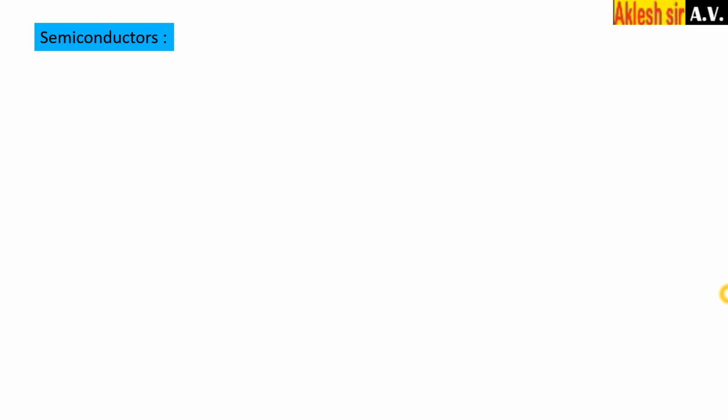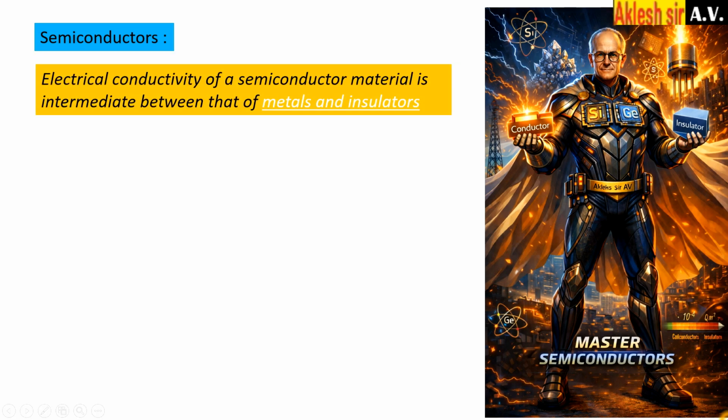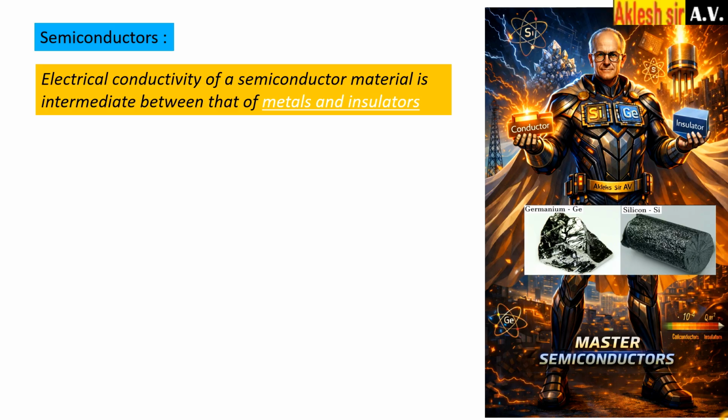Now study semiconductor. Here the electrical conductivity of the semiconductor is intermediate between the metal and the insulator. So here you can see this is a semiconductor. Germanium and silicon are semiconductors. If anyone asks what is an example of a semiconductor, you can give the example of germanium and silicon, and its conductivity is in between.